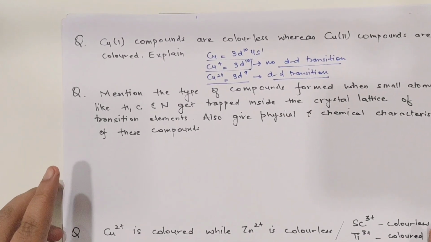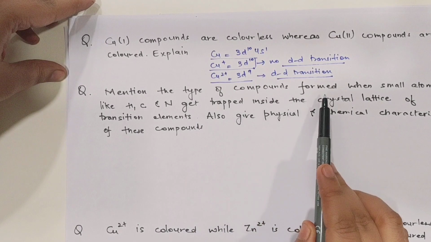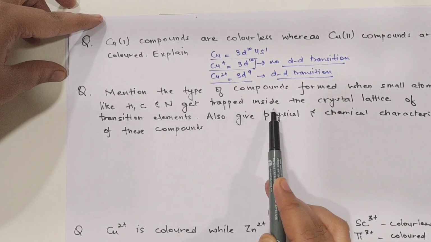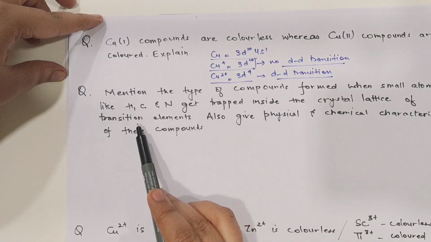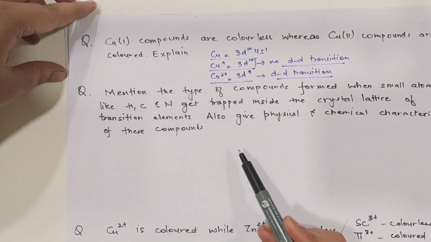Never mind, we'll talk about that here. So, mention the type of compounds formed when small atoms like hydrogen, carbon and nitrogen get trapped inside the crystal lattice of the transition elements, and also give physical and chemical characteristics of these compounds.